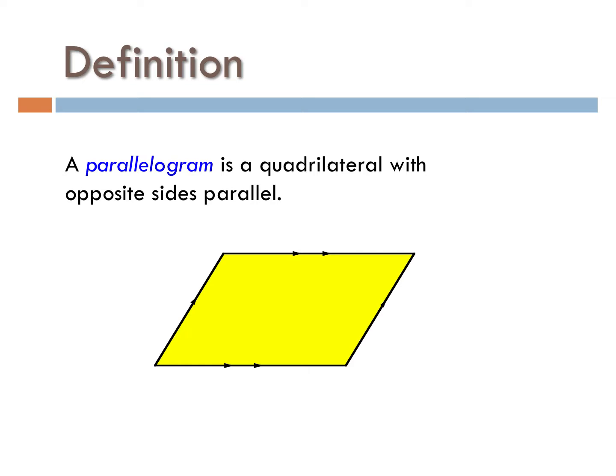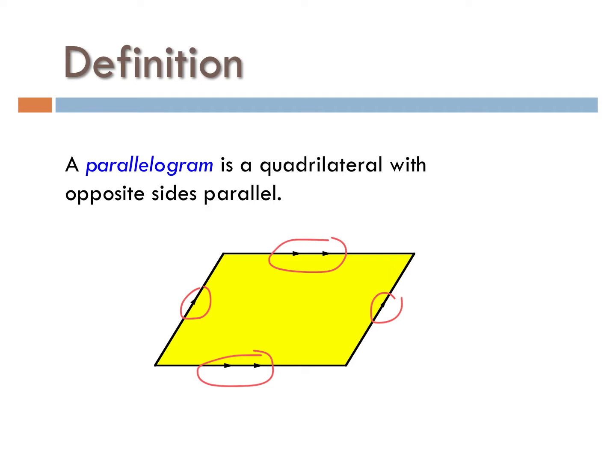So the definition of a parallelogram is it's a quadrilateral, so it has four sides with opposite sides that are parallel. Now notice in this picture, the way we show that, we have one set of arrows here that's showing that the left and right side are parallel to each other, and then a double set of arrows top and bottom that's showing that the top and bottom are parallel to each other.